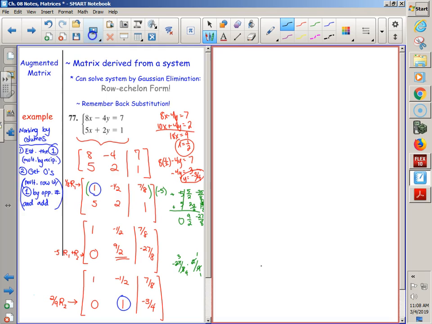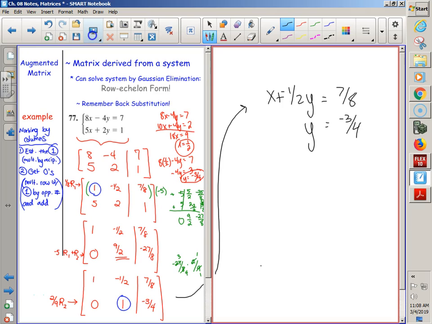Didn't, in row echelon form, didn't we just need an x, a y, and then a y? By doing this, we actually just got to row echelon form with a 1x and a 1y. And if this was an XYZ system and we had gotten a 1, 1, 1 and zeros only below, not above, we would actually have row echelon form.